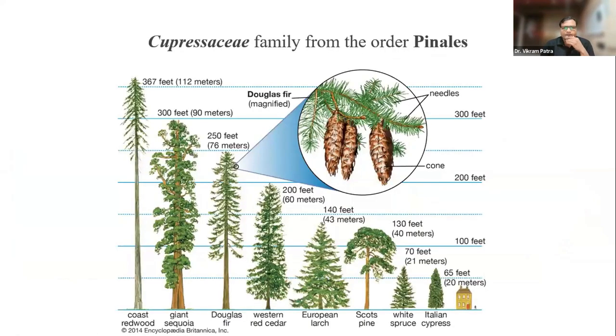This Cupressaceae, we all know, when we go to the Himalayan area, we see these kinds of trees. The cedar trees, the pine trees, they belong to Cupressaceae. And we see these kinds of cones fallen on the roadside. So these typically belong to the Cupressaceae family.